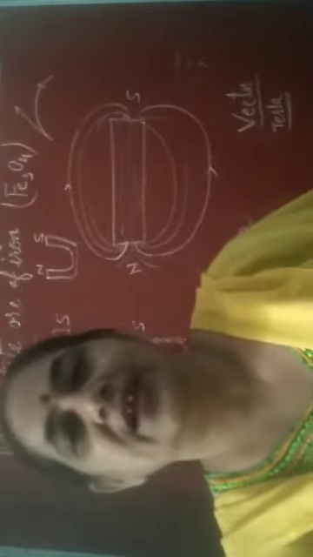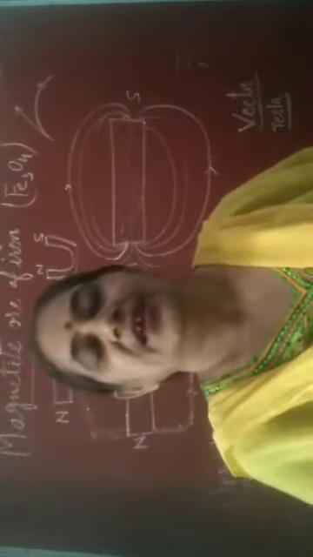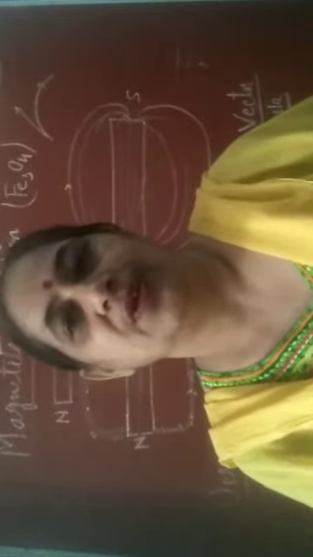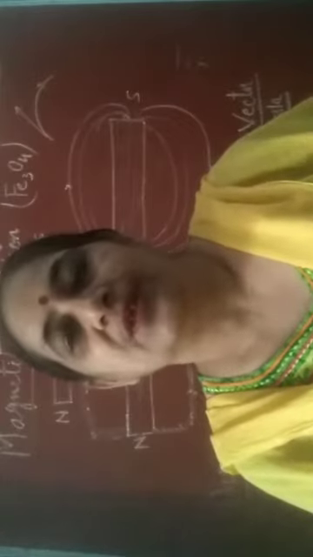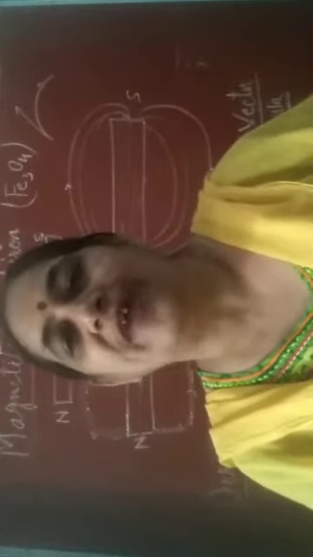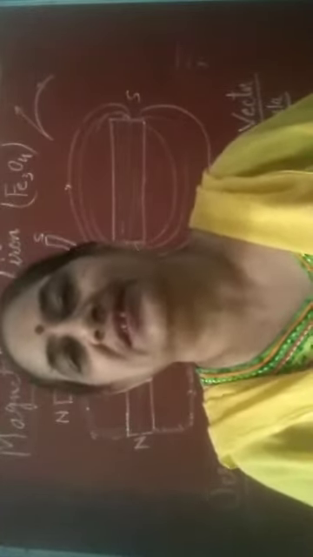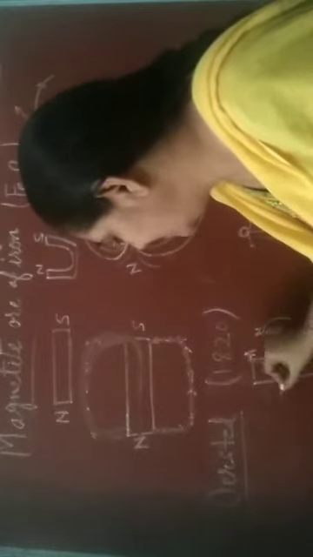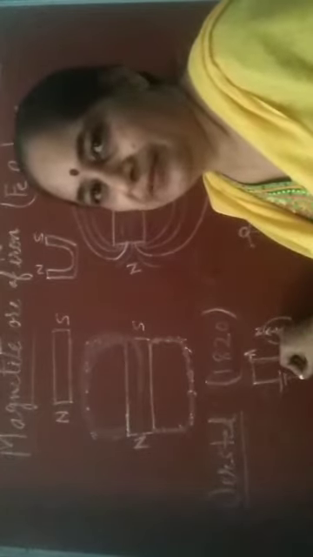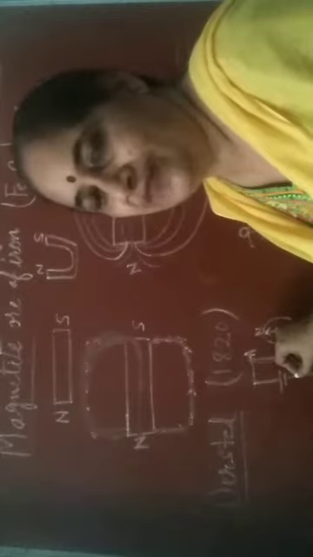Hans Oersted, in 1820, performed one experiment to show the relationship between electricity and magnetism. That means a magnetic effect will be produced by passing electricity. You see here we have taken AB as a conductor and here we have applied one cell. So when current is passed through this conductor, it behaves as a magnet. That means it shows the property of a magnet.